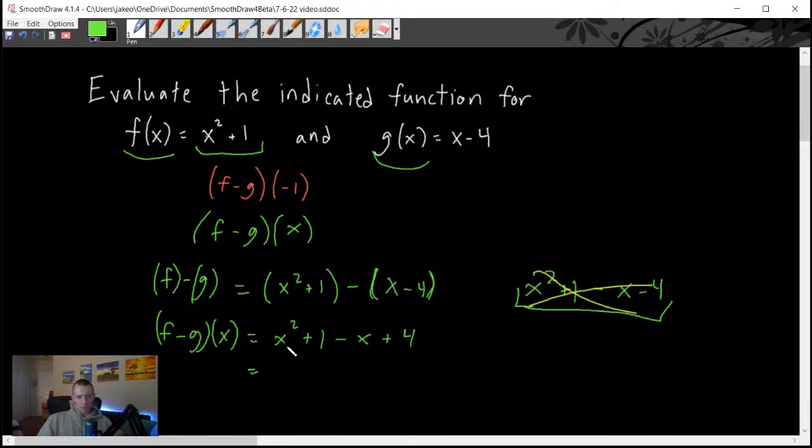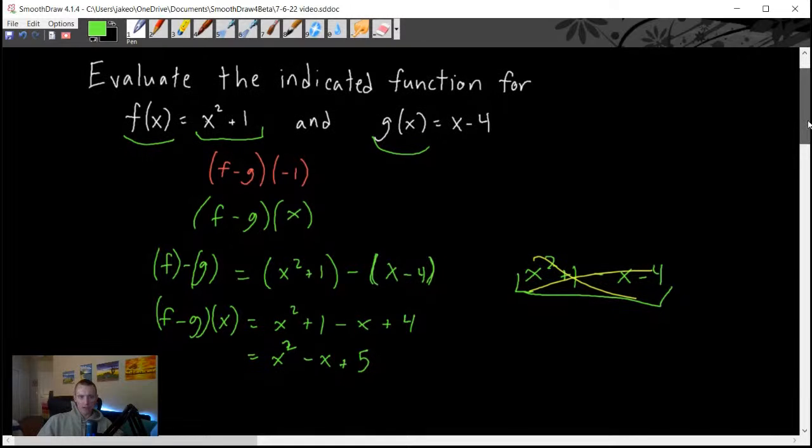Okay, so now we can combine our like terms. We have an x squared term. That's not going to be able to combine with anything. We have a minus x term that also won't be able to combine. But then we have a plus 1 and a plus 4. So we can add those together, giving us plus 5. So this is our generic f minus g of x.